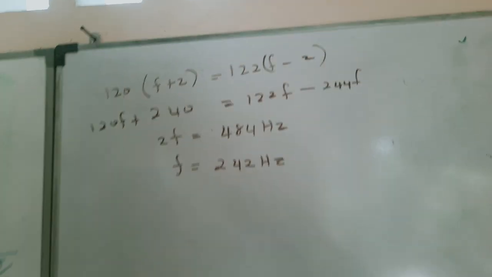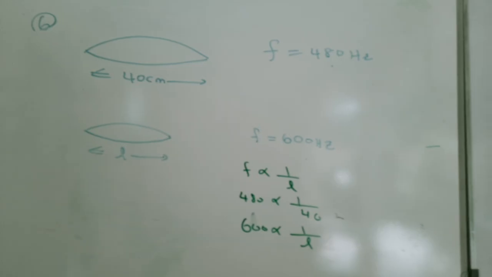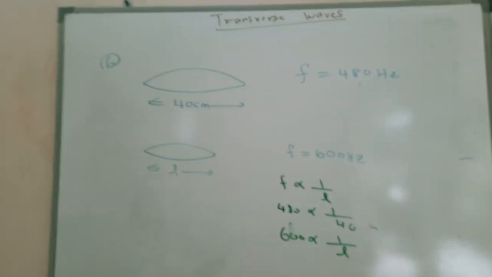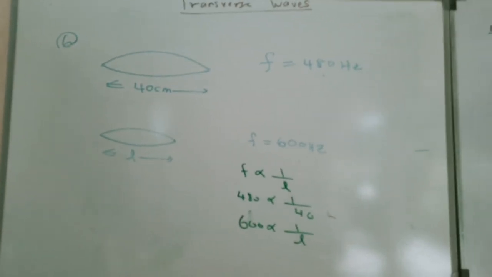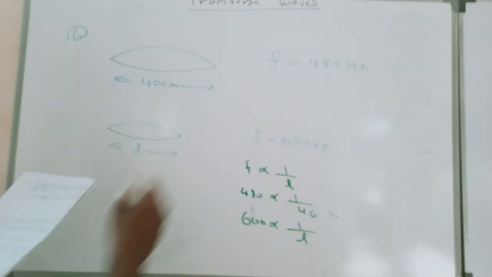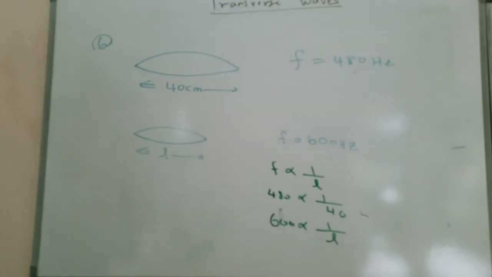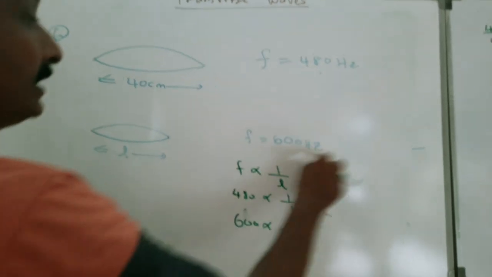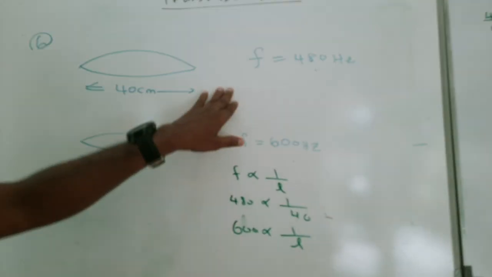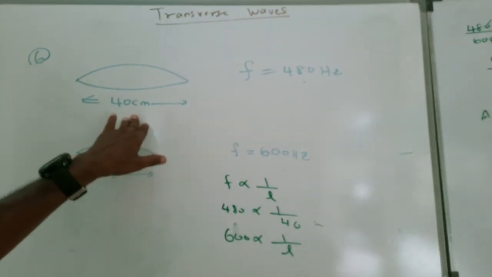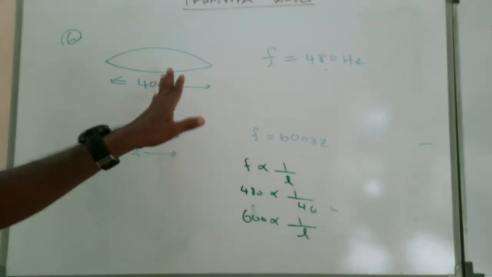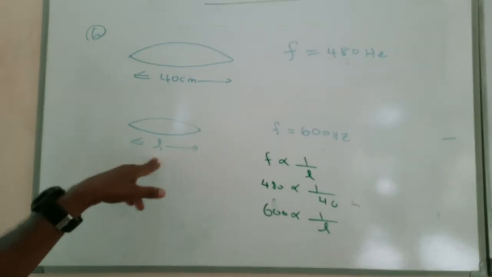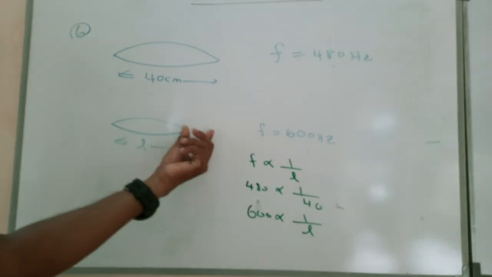This is a 1994 question. A violin string of length 0.4 meter is tuned to a fundamental frequency of 480 Hz. How much must the string be shortened to raise the fundamental frequency to 600 Hz? The fundamental frequency is 480 Hz and the length is 40 cm. We have to raise the frequency, so the wavelength should be smaller, and the length shortened.